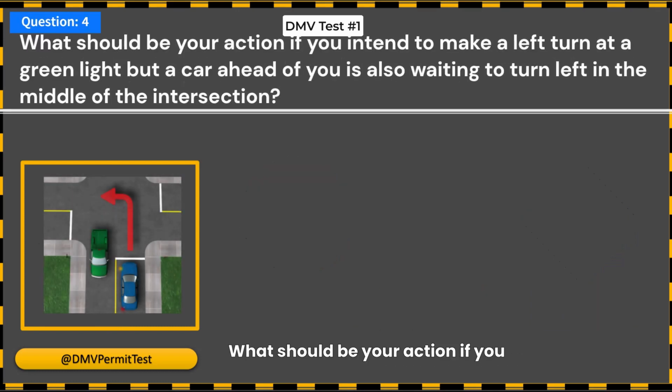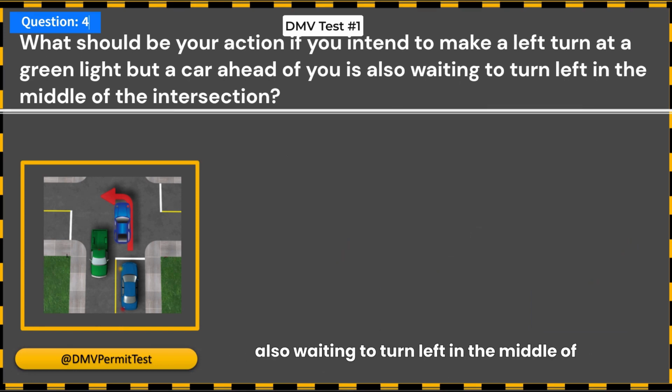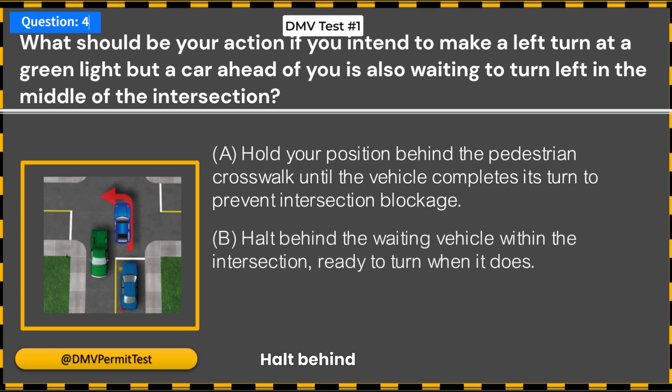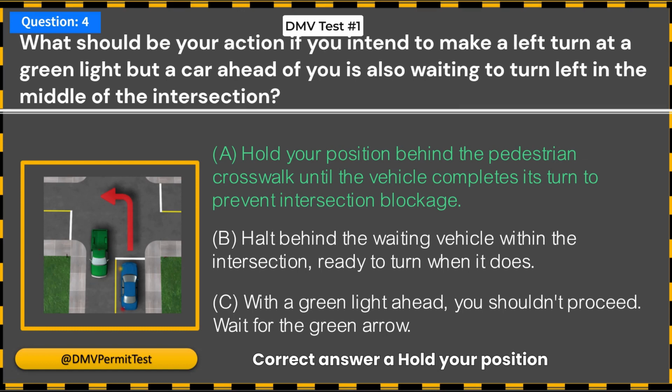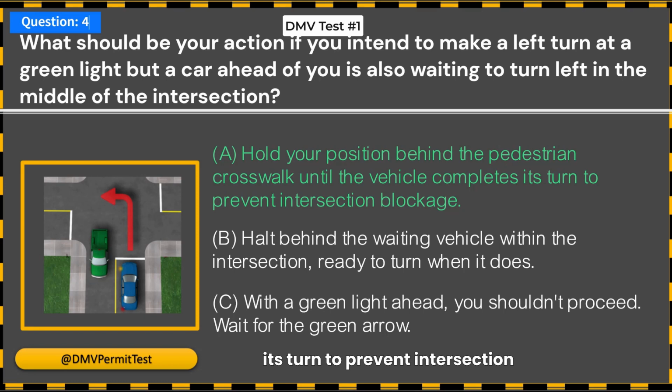What should be your action if you intend to make a left turn at a green light but a car ahead of you is also waiting to turn left in the middle of the intersection? A. Hold your position behind the pedestrian crosswalk until the vehicle completes its turn to prevent intersection blockage. B. Halt behind the waiting vehicle within the intersection, ready to turn when it does. C. With a green light ahead, you shouldn't proceed. Wait for the green arrow. Correct answer, A. Hold your position behind the pedestrian crosswalk until the vehicle completes its turn to prevent intersection blockage.